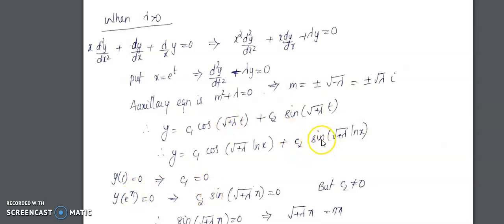അപ്പോൾ C2 sin root lambda log e raised to pi. That will be equal to 0. So log e raised to pi will be pi. So you will get C2 sin root lambda pi equal to 0. C2 0 ആവാൻ പറ്റില്ല കാരണം you will get a trivial solution then. So therefore sin root lambda pi must be 0.